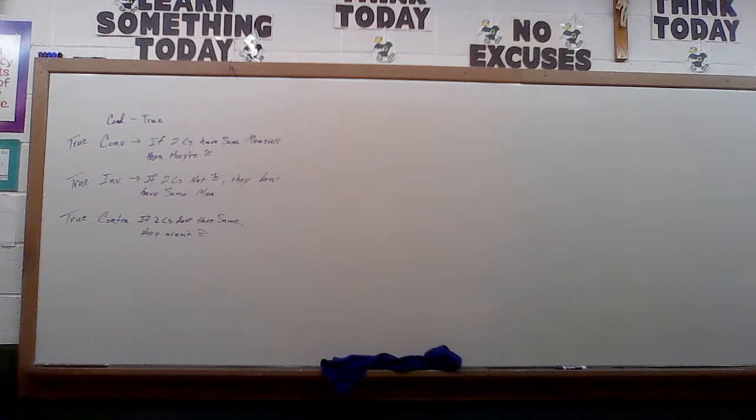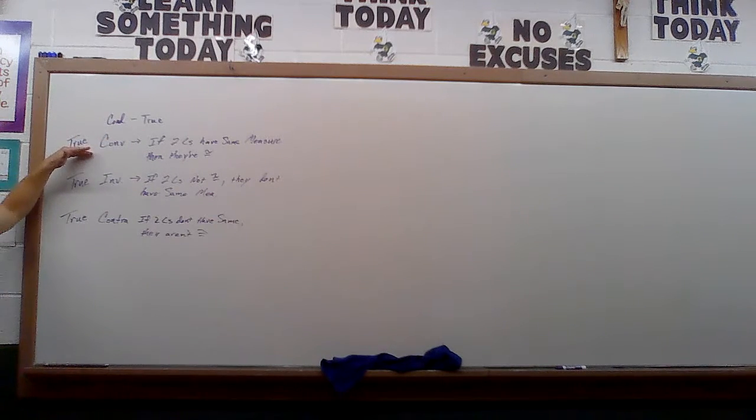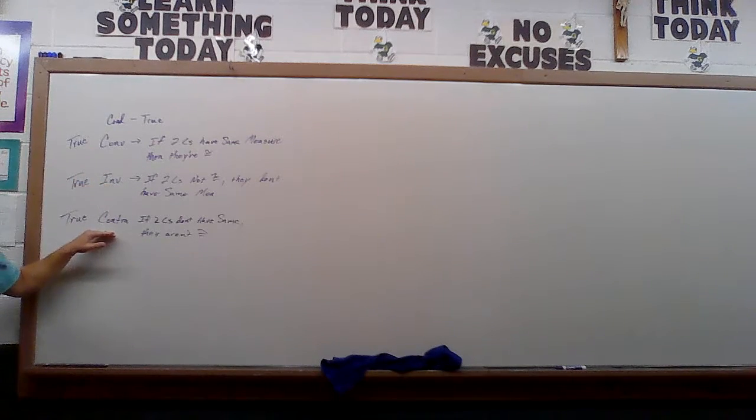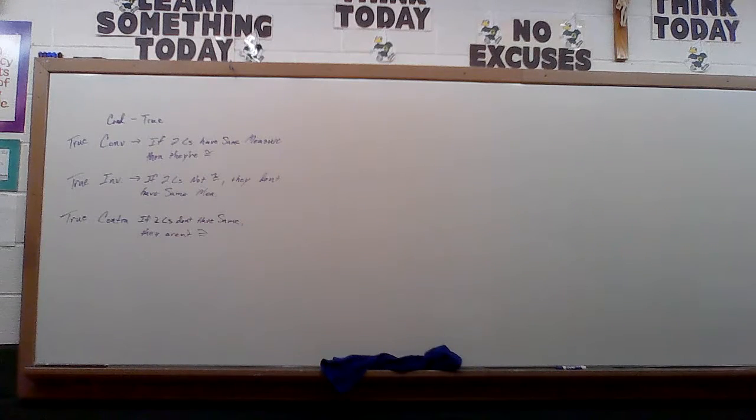So again, I answer the first one, but I got to make sure this is an if-then, and it was in the book. So we're good. Then answer it. Second one, flip-flop. Third one, go back to the original and negate each. And then the fourth, the contrapositive, is both. But I have to answer every single time. Every time that I have a false, I have to have a counterexample. Okay? Questions with that?